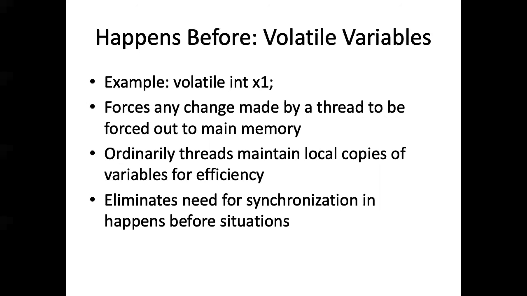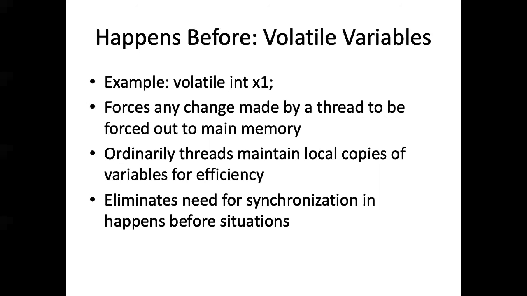And that is the same behavior that happens in Java. If you declare a variable to be volatile, then anytime you make a change to that variable, it must be immediately written to memory. It can be held in a register, but it must also be immediately written to memory so that other threads will immediately see that change.